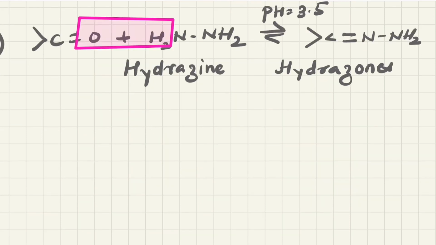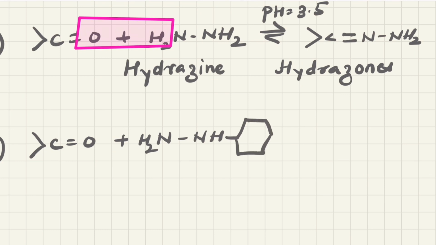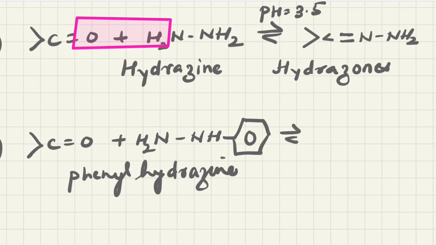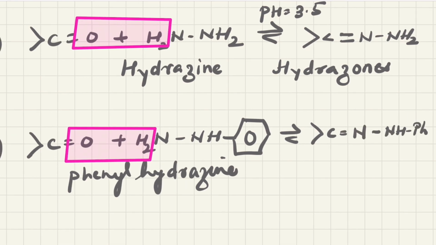Next two are very similar. Phenylhydrazine. So we take hydrazine and one of the hydrogen of hydrazine is replaced by a benzene ring. So this is phenylhydrazine. Similar reaction, get phenylhydrazone.